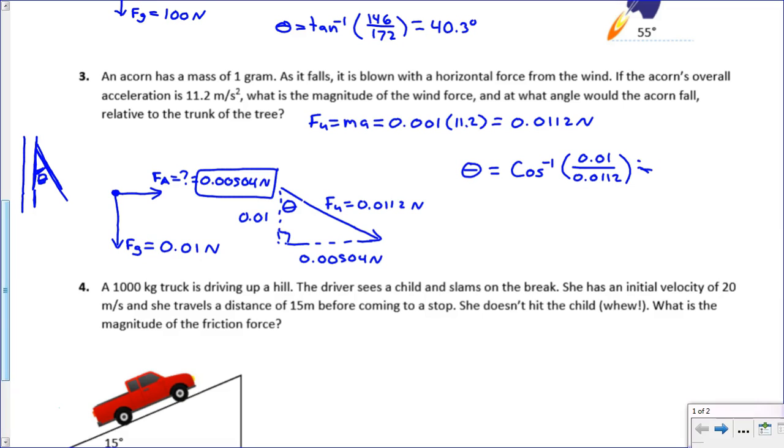If you do that work, you should figure out that the angle there is 26.8 degrees. That's the angle that we have, and we know that the F applied from the wind equals 0.00504 newtons as well.